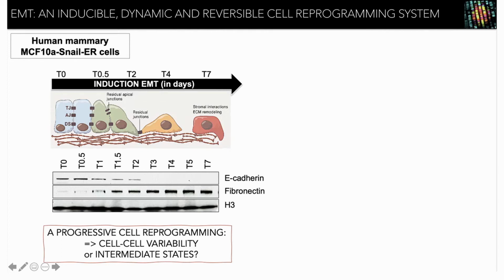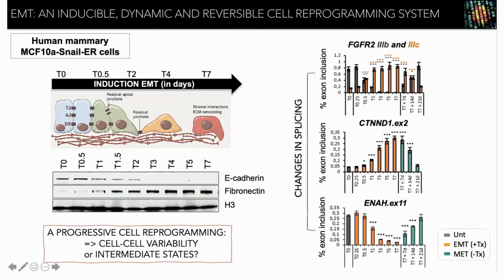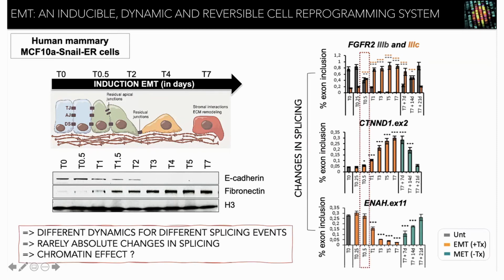All those different cell states are changing in time, and it's not entirely known yet how many different cells we have and how they really change. It's ongoing, but it is important to know this, because at the splicing level is exactly what we observe. We have different dynamics. We have a progressive change in alternative splicing, with some splicing events changing very quickly in 12 hours, and some other splicing events changing a little bit later, in 24 hours, not in 12.